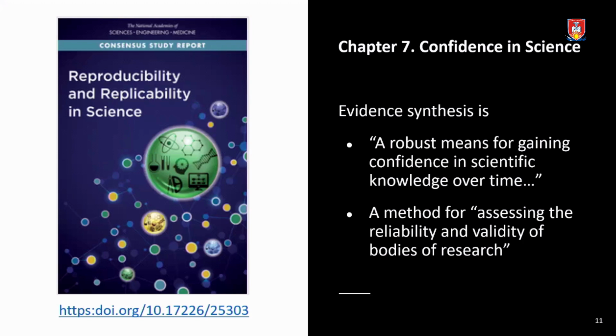So that's what this report actually discussed, and it's a consensus study report titled Reproducibility and Replicability in Science. And in chapter 7 of that report, it states that evidence synthesis is a robust means for gaining confidence in scientific knowledge over time. So an elaborate or comprehensive way of gaining confidence in science, and a method for assessing the reliability and validity of the body of science.